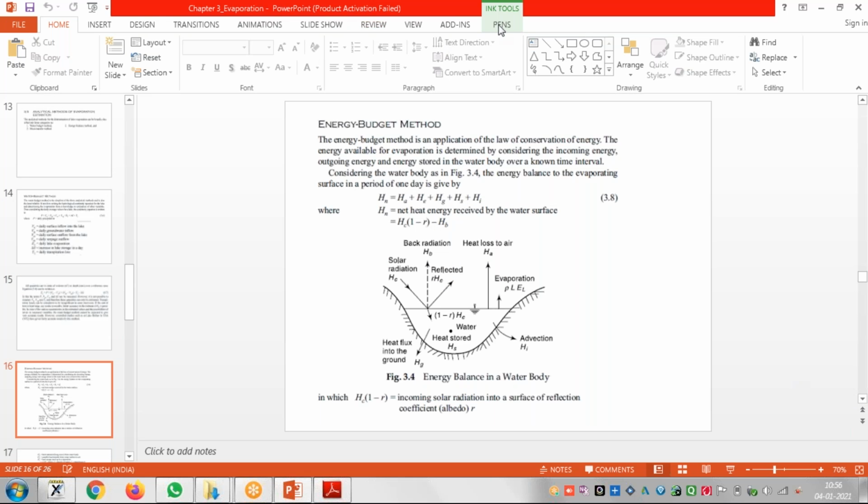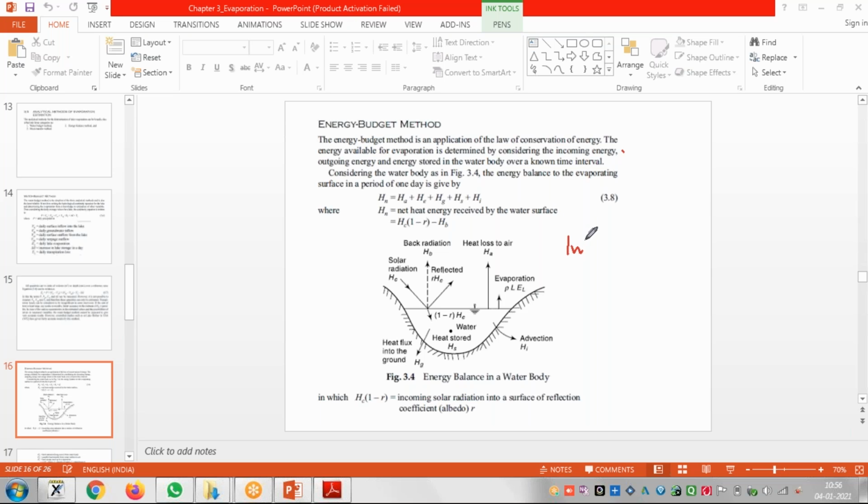Now there is another equation, that is the energy budget method. The energy budget method is the application of the law of conservation of energy. Whatever energy is available for evaporation is determined by considering the incoming energy, outgoing energy, and the energy stored. It is the same thing, but in terms of energy, right? In the previous one, we took inflow minus outflow, that is in terms of mass.